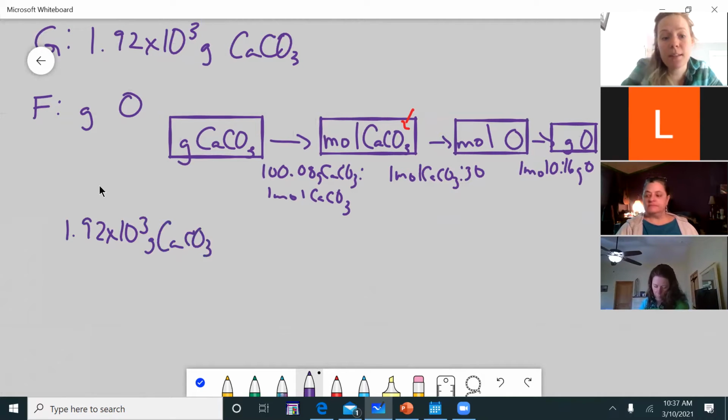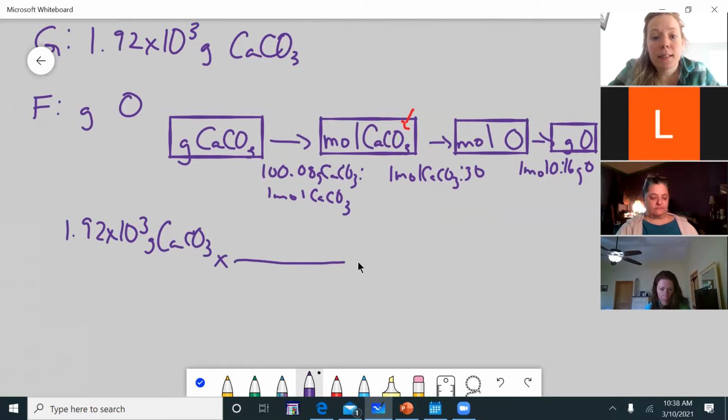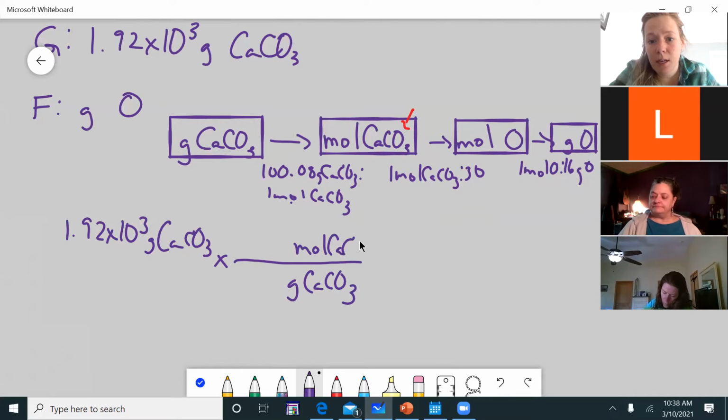Don't get freaked out by this exponent here. You can plug it in your calculator, or you can move the decimal over if you want to get rid of that. All right, so first step is this stuff here. Gram is here, so I'm going to put gram down on the bottom, CaCO3. I'm going to put mole of CaCO3 on top, and then what's the relationship? Well, 1 mole of the compound yields that 100.08 gram.